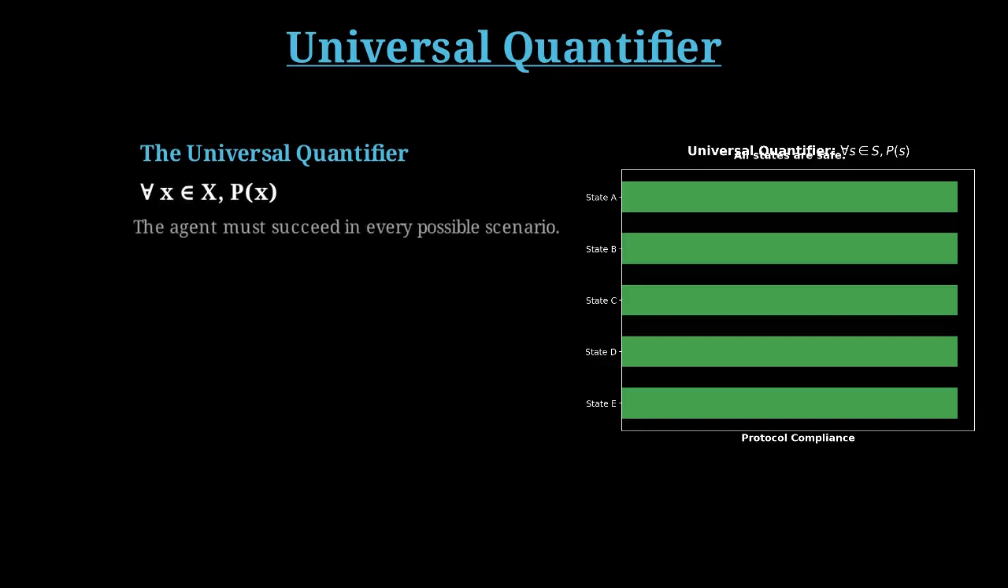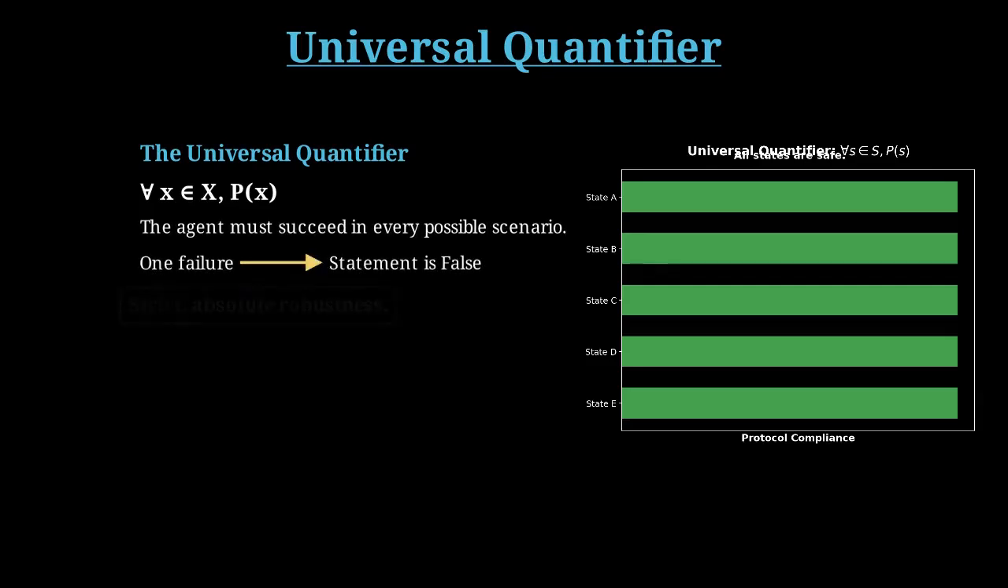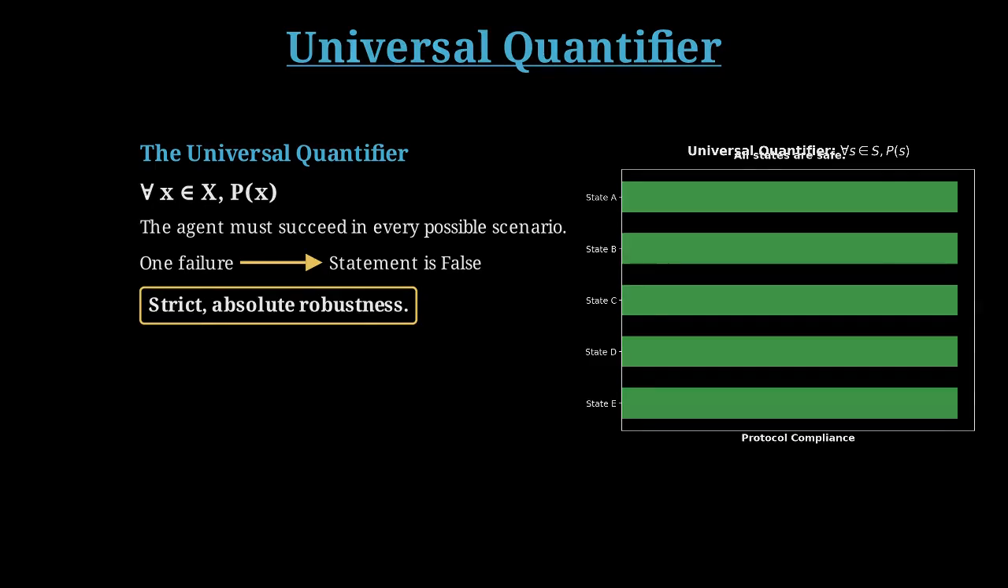Let's start with the universal quantifier, written as an upside-down A. It asserts that a property holds for every element in a set. Imagine an autonomous driving agent. If we state "for all conditions X, the agent brakes for pedestrians," we are making a universal claim. The agent must succeed in every possible scenario: rain, snow, or shine. If it fails in even one edge case, the universal statement becomes false. It represents strict, absolute robustness.